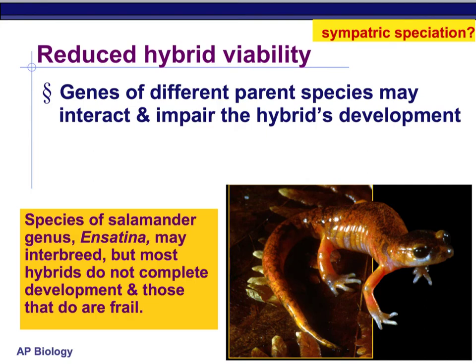So reduced hybrid viability is the first kind of post-reproductive barrier. And it's where genes of different parent species may interact and impair the hybrid's development. So you have an actual offspring, but that offspring doesn't develop properly, so the organism itself probably doesn't live for very long. Or if they do live, they're really, really weak and really, really frail, and they'll never live long enough to produce offspring of their own. So that is reduced hybrid viability.